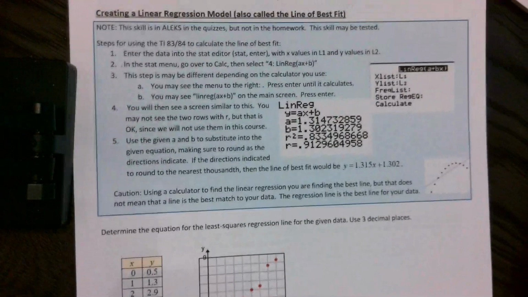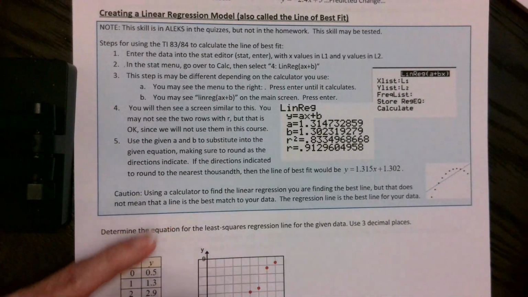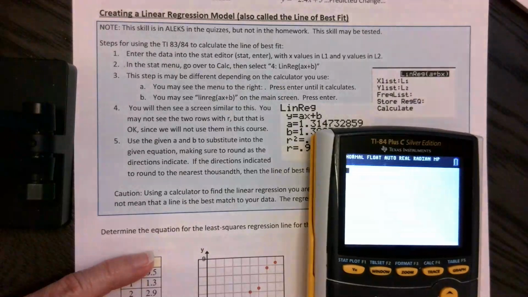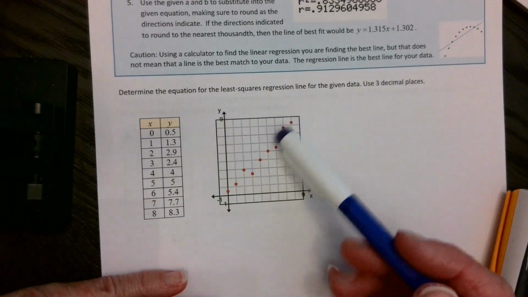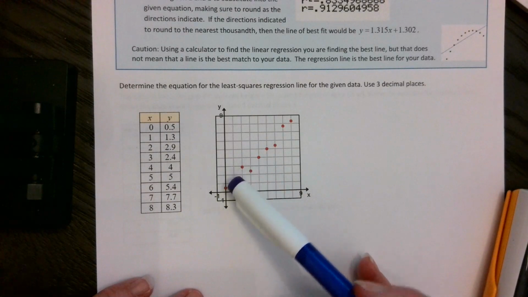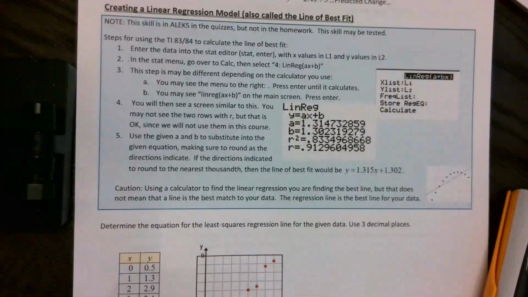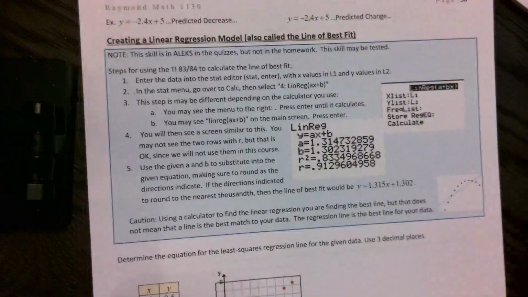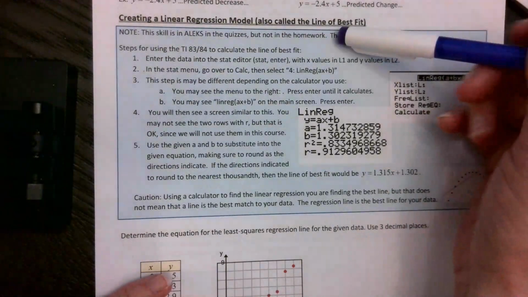This is posted. You do not have to print this out. You really don't need it if you just take your own notes on your own paper. So what we're going to do is learn how to use our calculator. They'll give you this information here, and they'll have a scatter plot, which is just these points graphed. There's a line of best fit between these, and that's what we're going to try to find. It's called linear regression, creating a linear regression model, which is also called the line of best fit.